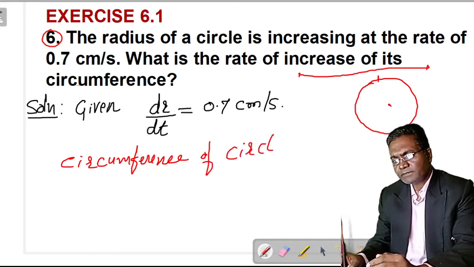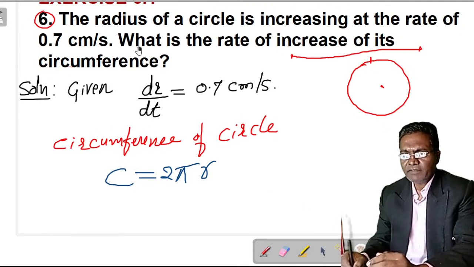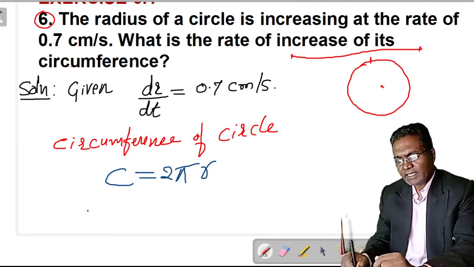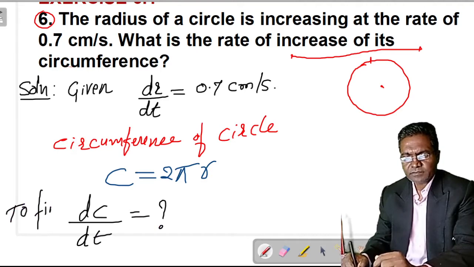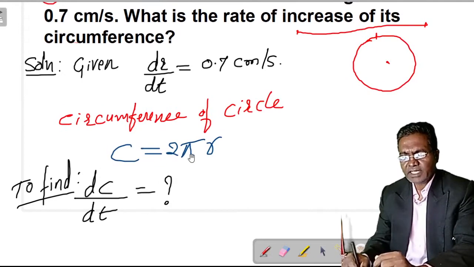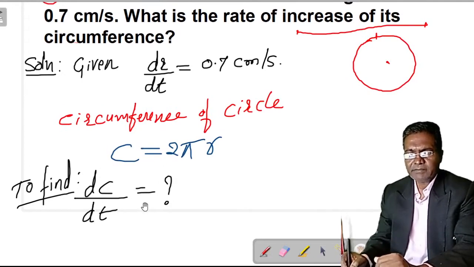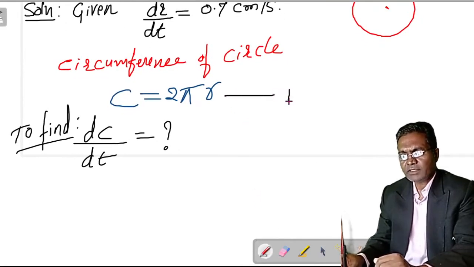Circumference of a circle is given by c is equal to 2 pi r. You must know this. What have they asked us to find out? What is the rate of increase of its circumference, that is, dc by dt is equal to how much? To find it, better you write this: circumference c is equal to 2 pi r, to find dc by dt. So very simple, this is your equation 1.